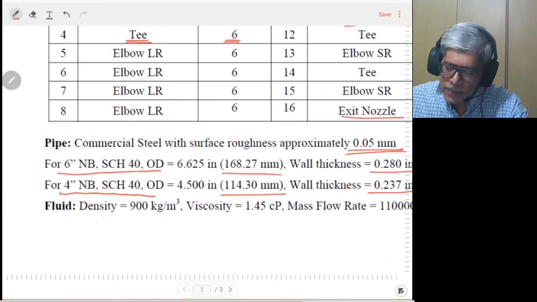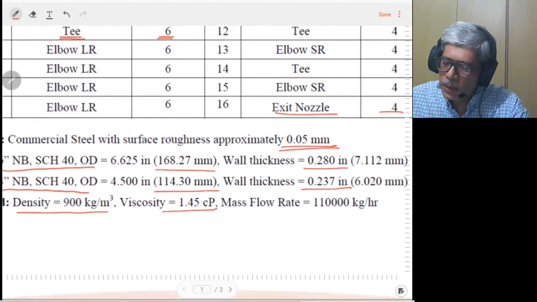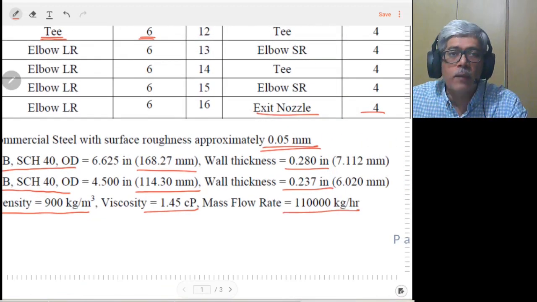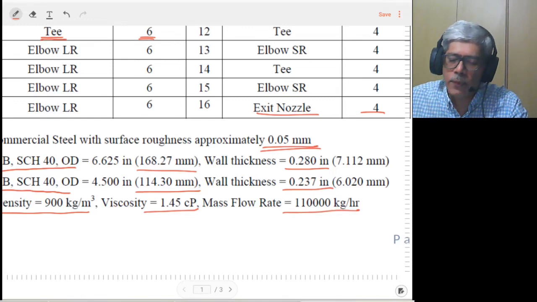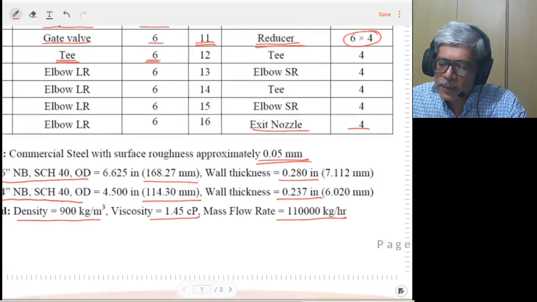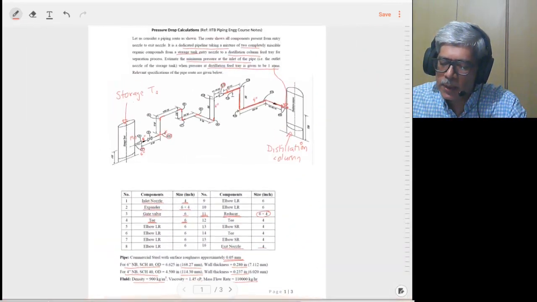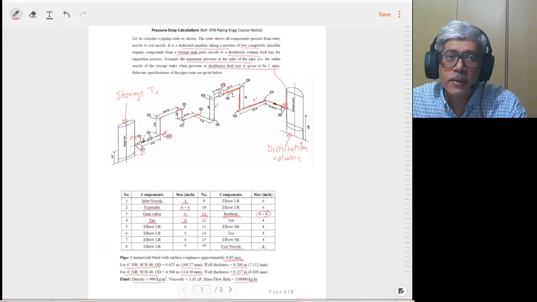The fluid properties, that is the density of the fluid, the viscosity of the fluid, and the mass flow rate of the fluid are given. So using these values, you can calculate the Reynolds number, which will be required in the calculation of the friction factor. So let's proceed with the calculations and understand how these calculations can be done.